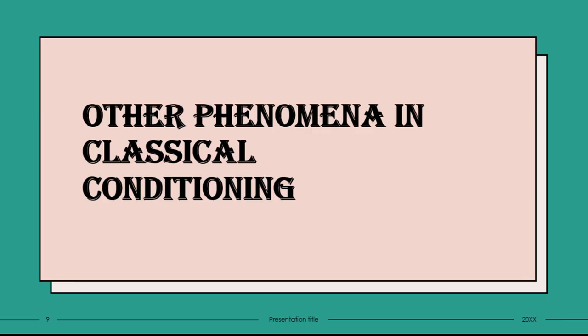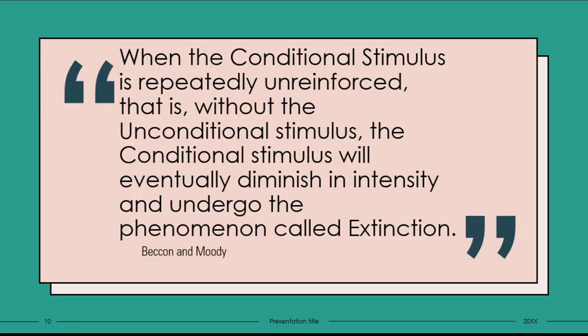So now, let's proceed to the other phenomena in classical conditioning. But let's first read what Bacon and Modi said. They said that when the conditioned stimulus is repeatedly unreinforced, that is, without the unconditioned stimulus, the conditioned stimulus will eventually diminish in intensity and undergo the phenomenon called extinction.